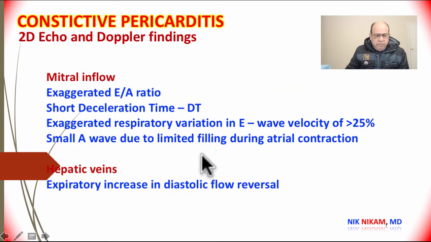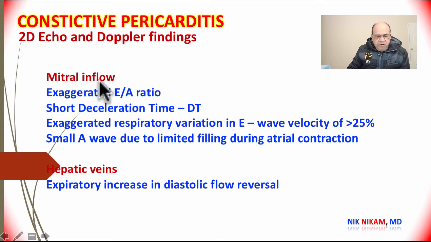Let's talk about mitral inflow Doppler findings. This is an important element in terms of determining the significance of hemodynamic compromise that we see in patients with constrictive pericarditis. Mitral inflow pulse Doppler along with the tissue Doppler will give us a lot of information about the status of the diastolic filling in patients with constrictive pericarditis.